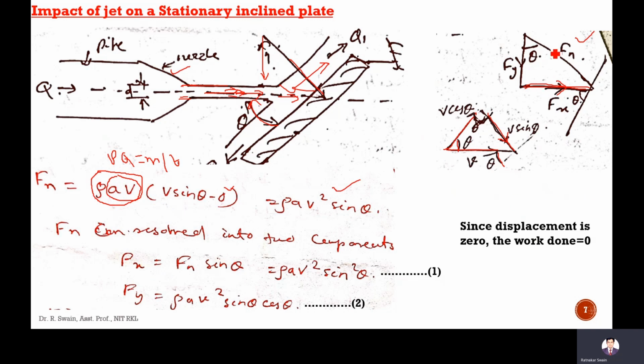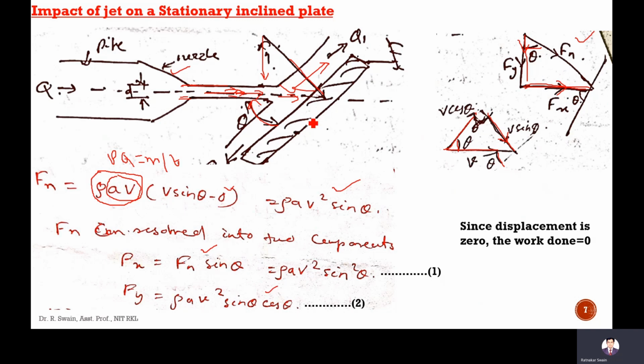And for Fx, this is Fn and this is theta. Fx will be Fn sin theta. This component of Fn, the force normal to the plate, in the direction of flow is Fn sin theta, which is rho a v square sin square theta. Similarly, Fy, in the perpendicular direction, is Fn cos theta, which is rho a v square sin theta cos theta.